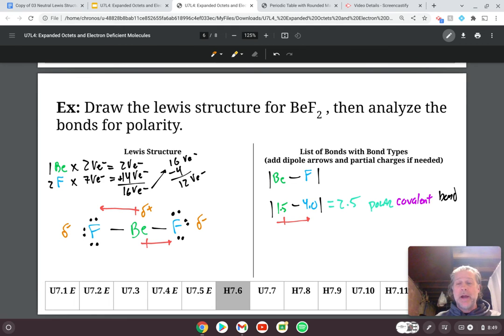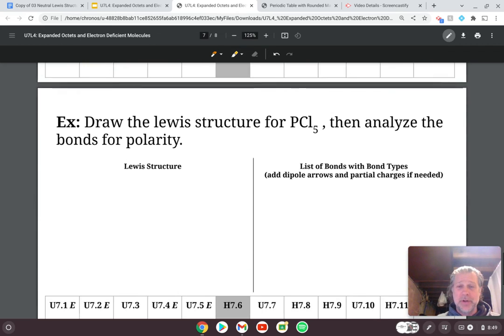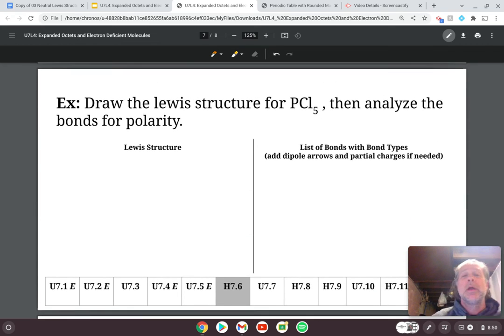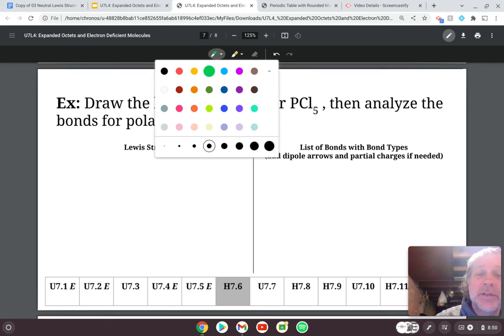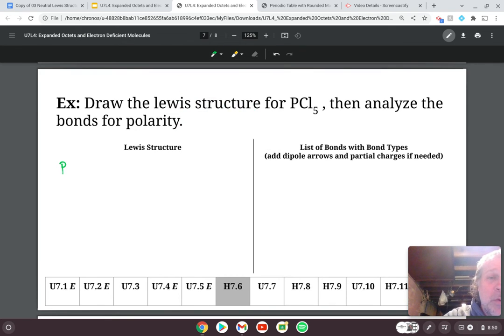Cool. Now, there's 2 more examples, and these are a little bit more complicated because these are going to be expanded octets. I'm just telling you that ahead of time. So let's kind of jump into it. Let's go there. So I've got phosphorus, PCl5. So I have phosphorus. I've got one of them. Phosphorus has 5 valence electrons.